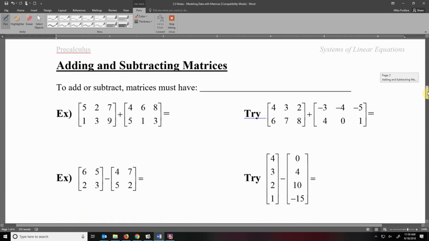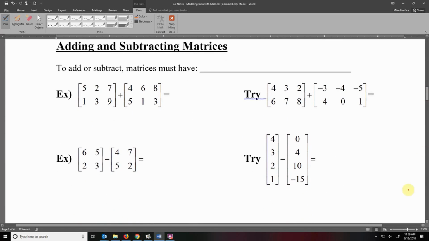And the last thing we're going to do here is adding and subtracting matrices. In order to add or subtract matrices, they must have the same dimensions. Otherwise, it is not possible. And in order to add matrices, you just add corresponding elements.